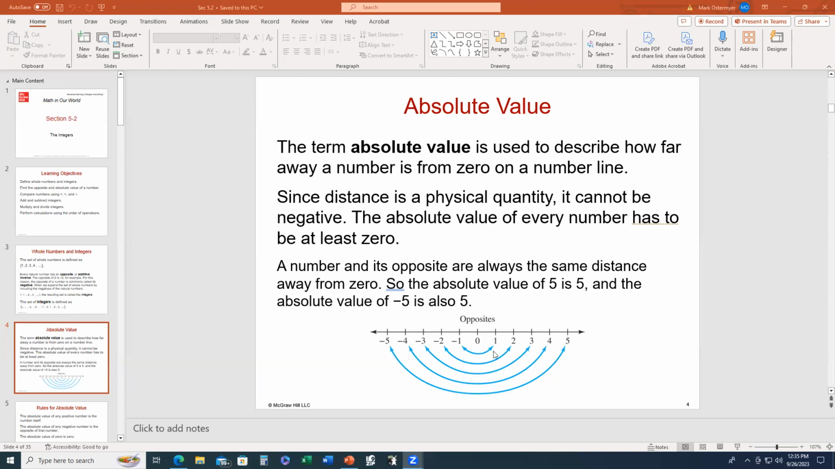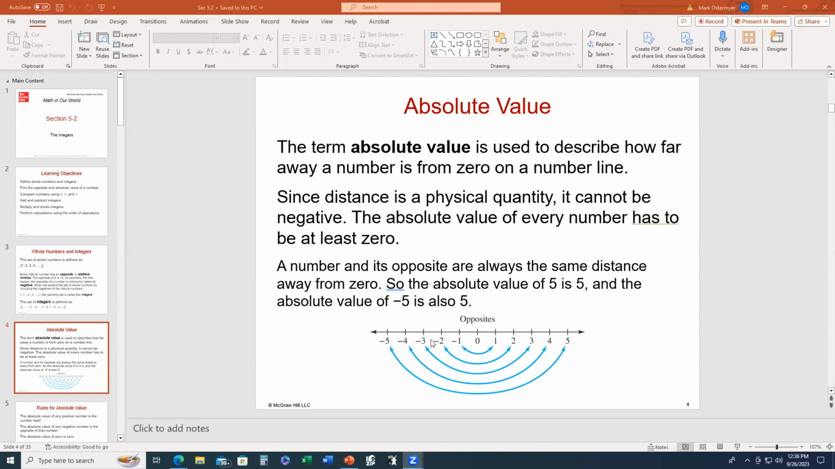The opposite of positive 1 is negative 1. The opposite of positive 2 is negative 2. The opposite of positive 3 is negative 3. Notice negative 1 is 1 unit to the left of 0. Negative 2 is 2 units to the left of 0. Negative 3 is 3 units to the left of 0. And basically, this is showing us that every number on this number line has an opposite.